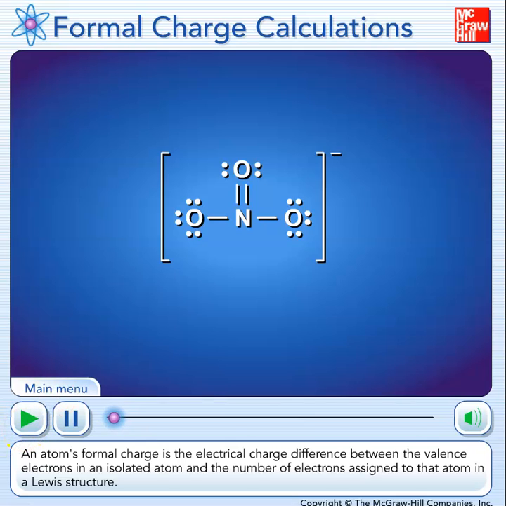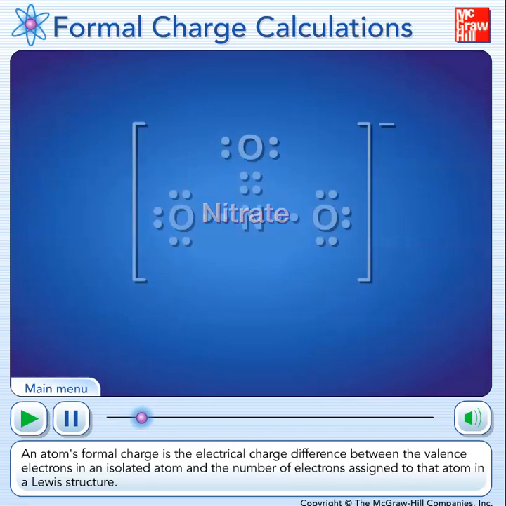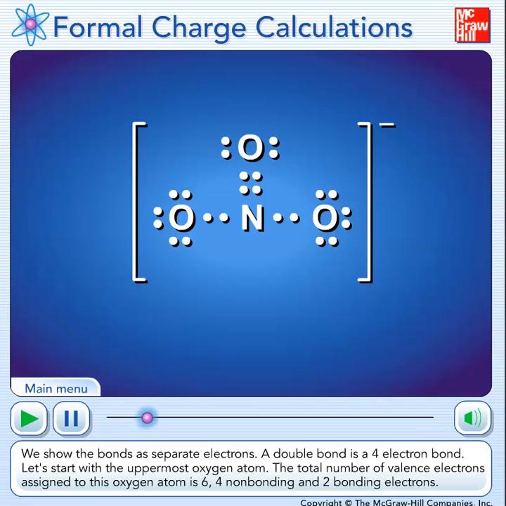An atom's formal charge is the electrical charge difference between the valence electrons in an isolated atom and the number of electrons assigned to that atom in a Lewis structure. We show the bonds as separate electrons. A double bond is a 4-electron bond.